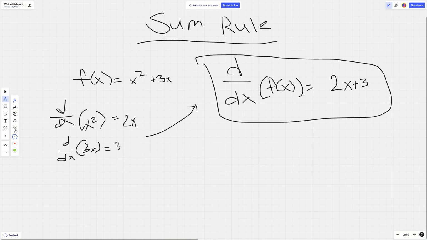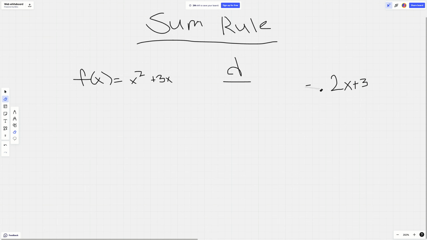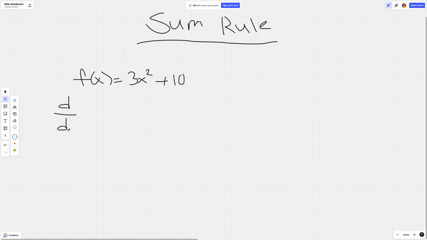Let's say we had f of x. Let me just erase this actually. Okay, let's say we have f of x equal to some value. In this case, I'm going to say 3x squared plus 10. Alright, so similar approach, we're going to take d over dx of each of these terms individually. That would be the derivative of 3x squared and 10.